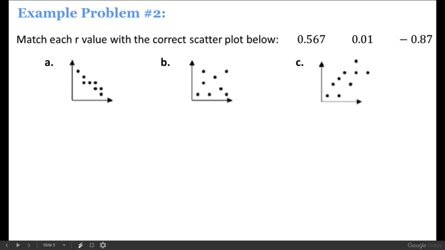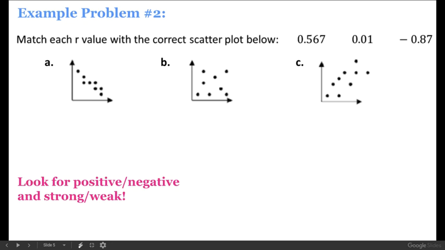So when I look at this right away, I say B is the one. If I look at all 3 graphs together, A, B, and C, B is the one that has no correlation. So that's going to be the number that should be closest to 0. So when I look at my list, that means I'm going to use this number, 0.01, right? So always look for if it's strong or weak and if it's positive or negative. It can kind of help you, right? So that one is definitely B because that one has no correlation. So it should be close to 0.